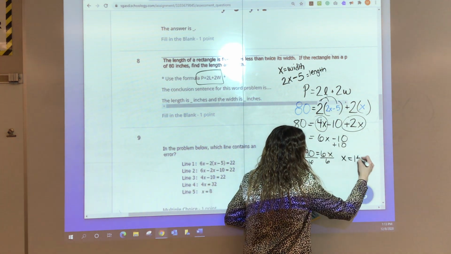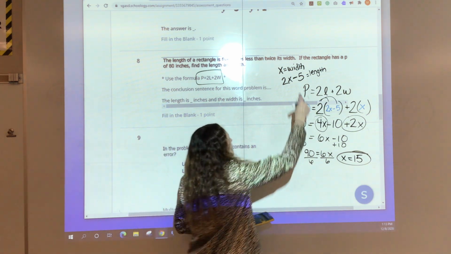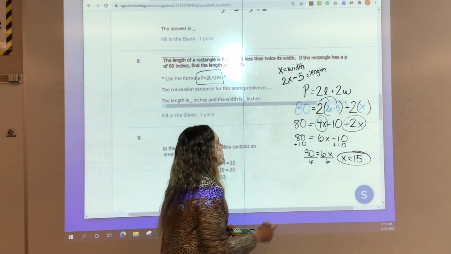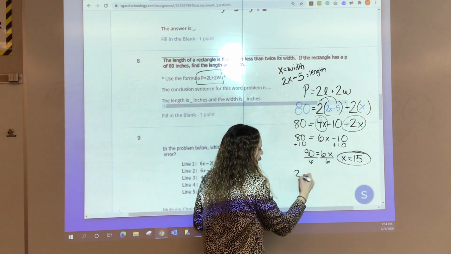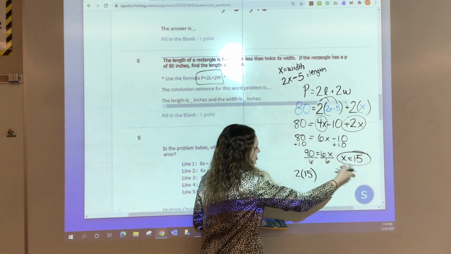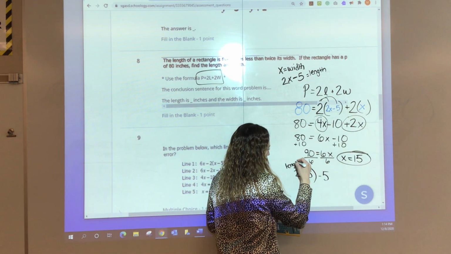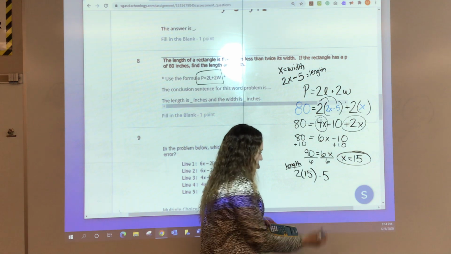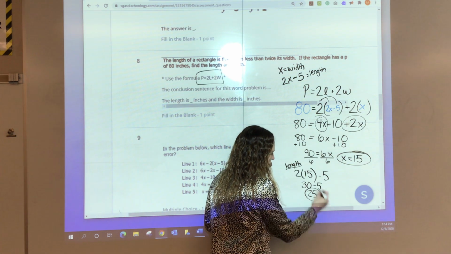X equals 15. So that's going to be my width. Then I need to figure out how to solve for my length. So I know what the x is. I'm going to substitute it back in. So instead of my x, I'm going to put that 15 in there. And minus 5. This is for the length. So 2 times 15 is 30. 30 minus 5 is 25.